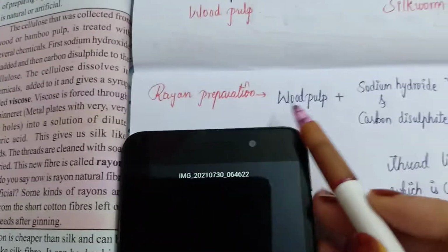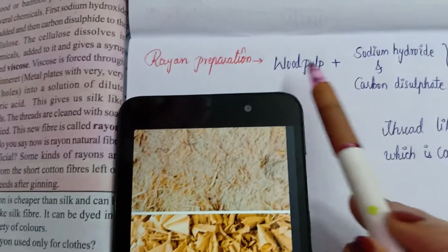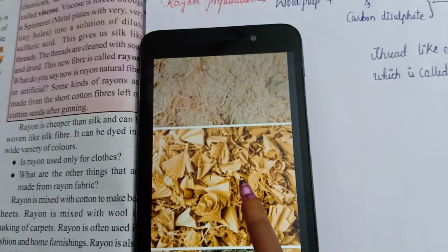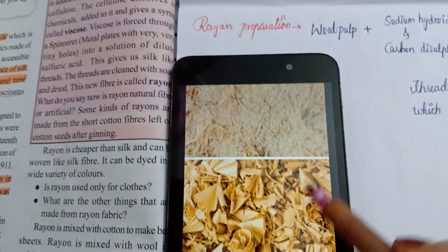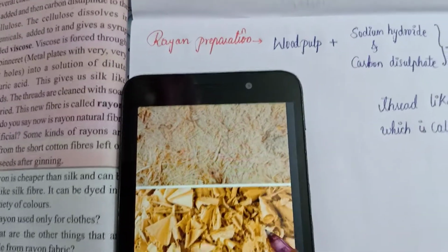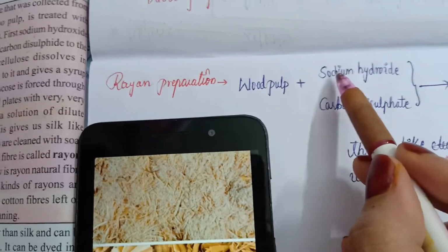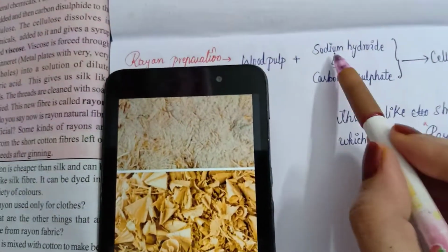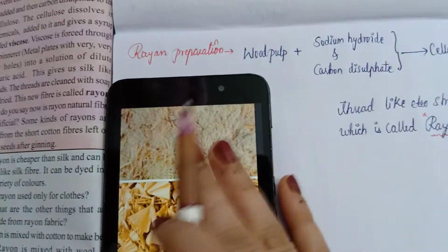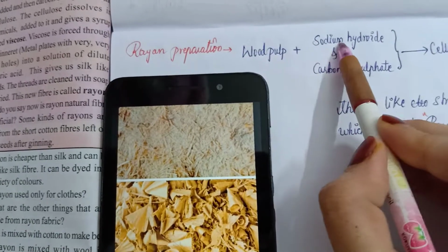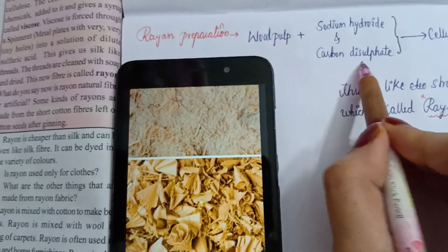So this is the preparation of rayon, which means first we will take wood pulp. As you can see here, wood pulp is nothing but the inside part of the plant or bamboo tree, and we have to treat this wood pulp with several chemicals. What are the chemicals over here? There is sodium hydroxide and carbon disulfide. We have to treat this wood pulp first with sodium hydroxide and then with carbon disulfide.